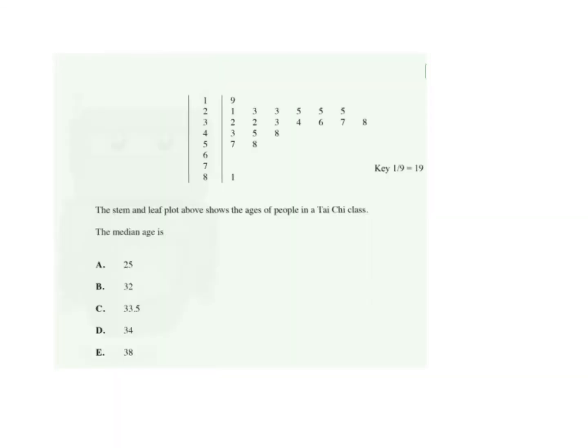A stem and leaf plot shows the ages of people in a Tai Chi class. The median age is... you can see they gave you a key, so you had to use the key. Now, the median we know is found at the (n+1)/2 position. So I need to know what n is. They haven't told me for this example, so I have to count the leaves.